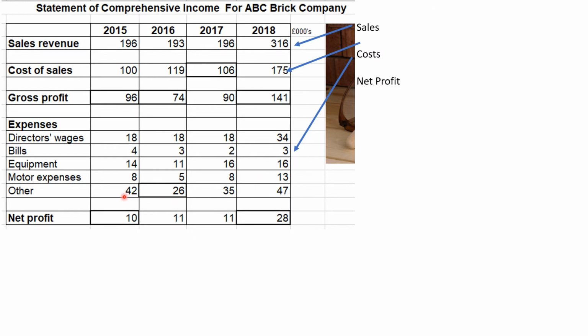And the other's quite worrying for this business, mainly because the majority of their expenses are not labelled. So do you know what I mean? If I ran this business, I would want these written out separately so I knew what they were. And finally, we're going to look at net profit. Net profit is the profit at the end of the day. And we have a fairly standard 10,000, 11,000, 11,000, and suddenly £28,000.